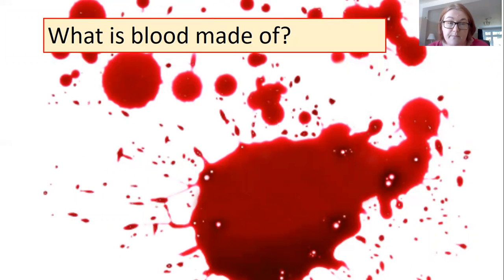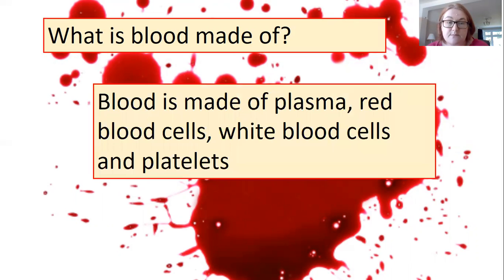So what is our blood made of? Can you remember those 4 things? Have a little bit of a think to yourself. Can you remember the 4 things? So the 4 things that we had were plasma, red blood cells, white blood cells, and platelets. You need to remember those 4 things.